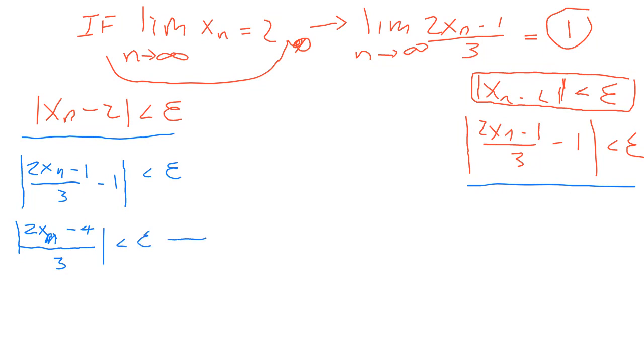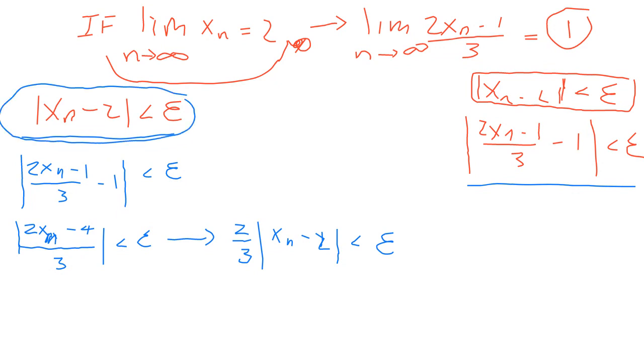Keep factoring. Take out the 2/3. So 2/3 times the absolute value of x sub n minus 2, we factor out the 2/3, must be less than epsilon. That's what I want to get, the thing on the right. Remember, we need to use this thing up here at some point. So multiply both sides by 3 over 2. We have that circle at the top right here. That is less than 3 over 2 epsilon.